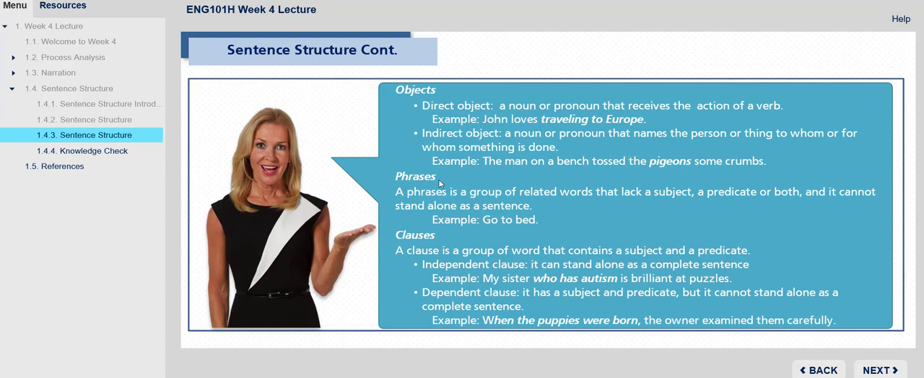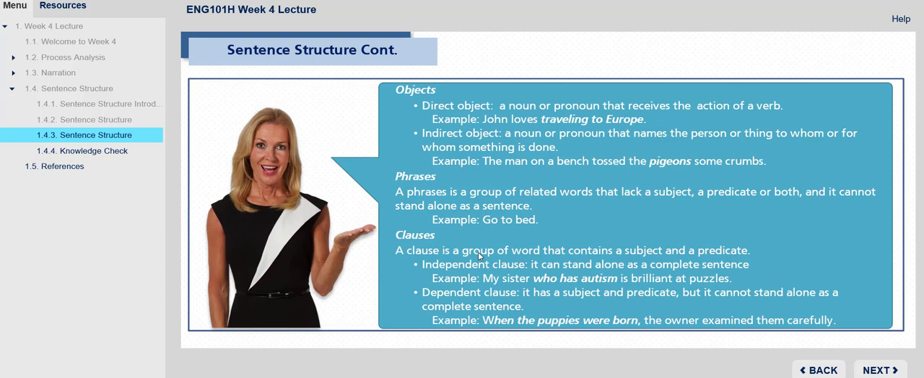The difference between a phrase and a clause. A phrase is a group of words that has no subject and no verb, okay? And so it cannot stand alone as a sentence. So things like go to bed, or if I have a prepositional phrase, under the desk, okay? Any kind of phrase. And so if I say under the desk, that lacks a subject, it lacks a verb, or it lacks both. And so that's known as a phrase. So prepositional phrase is an example. Or go to bed, that's also a phrase.